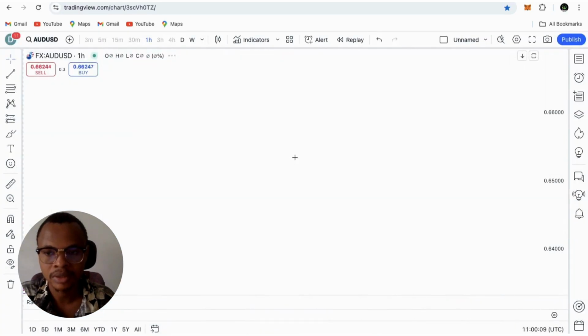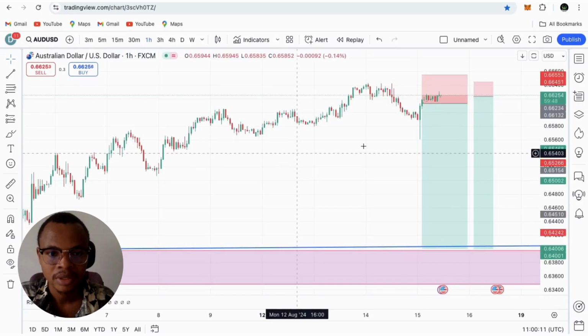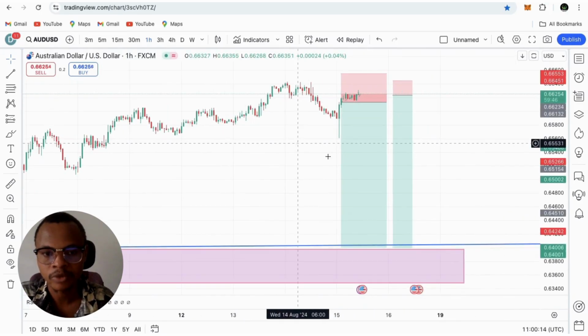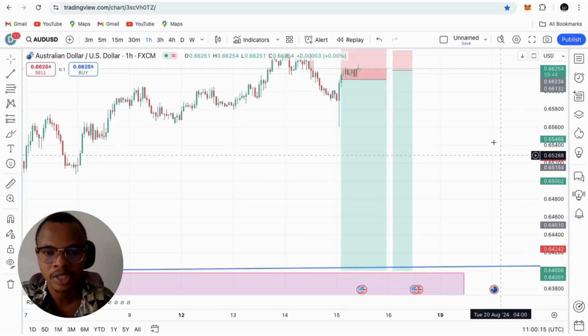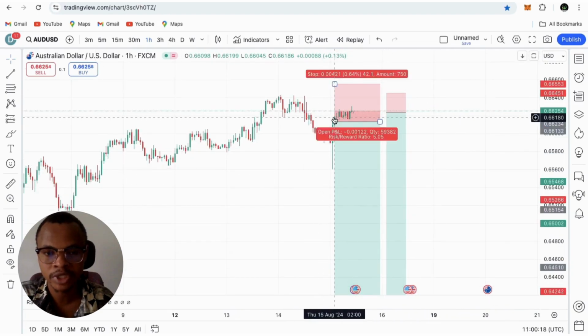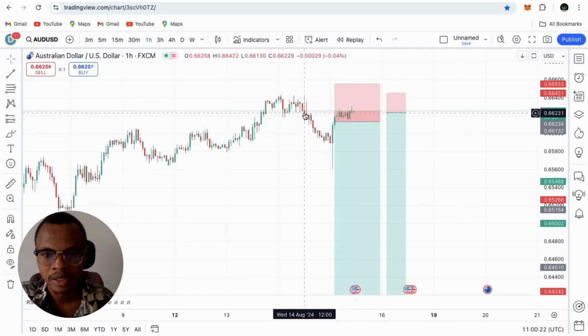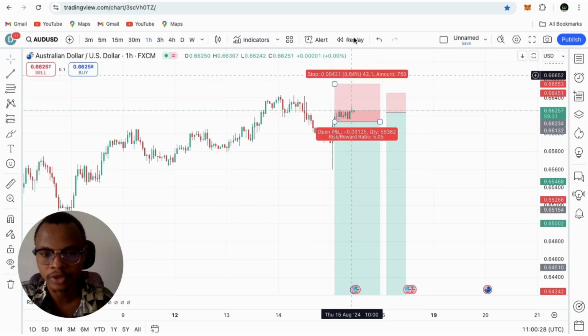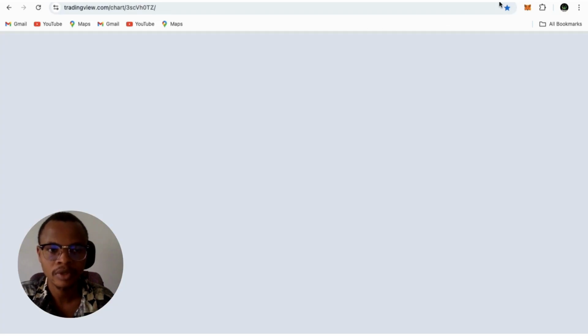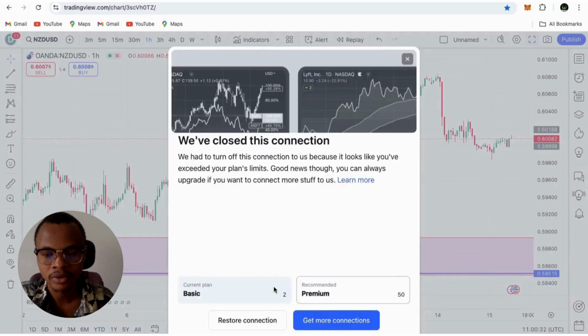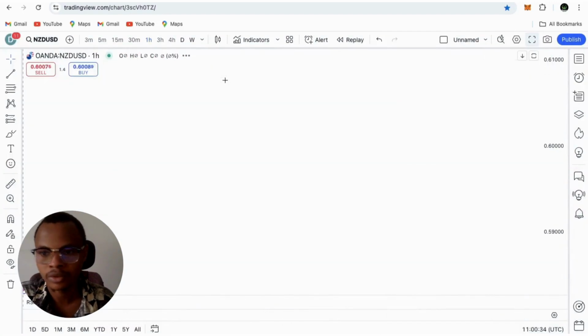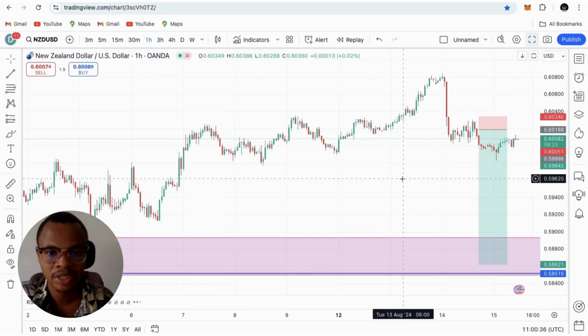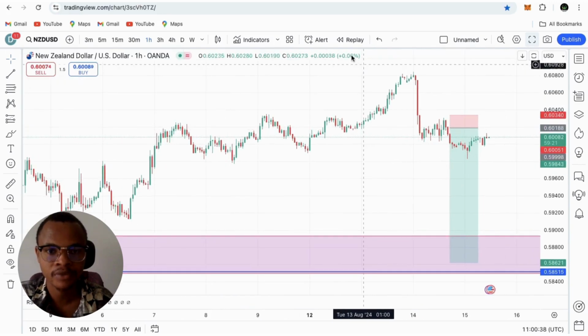This Australian dollar USD had news this morning, which affected the currency and gave it this bullish move. I opened this trade yesterday, somewhere here. It went down to this point, and then the news came out and shot it up, so currently we are at a loss on it. Also on this one, the New Zealand USD. So these are the four USD pairs we trade.